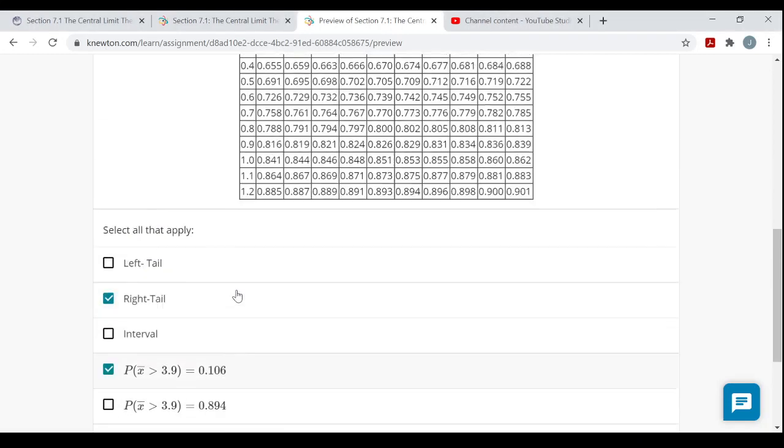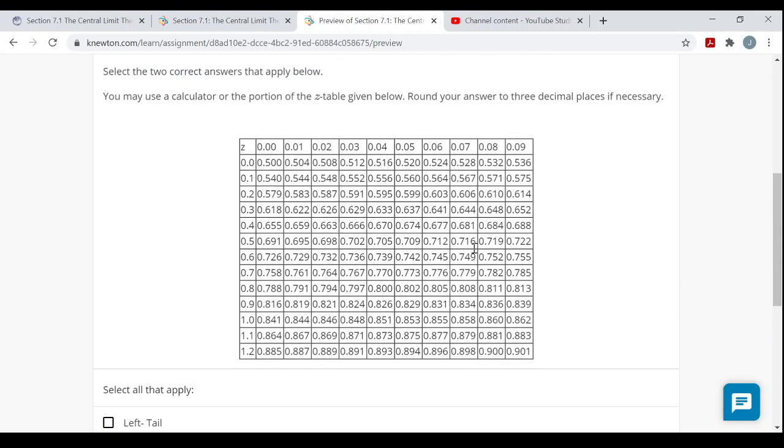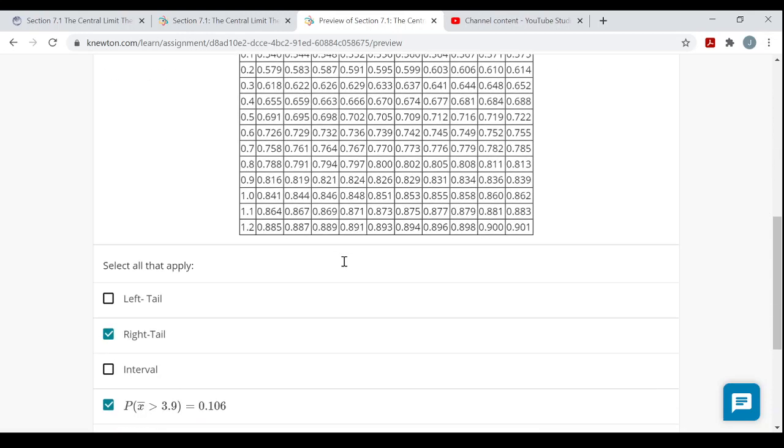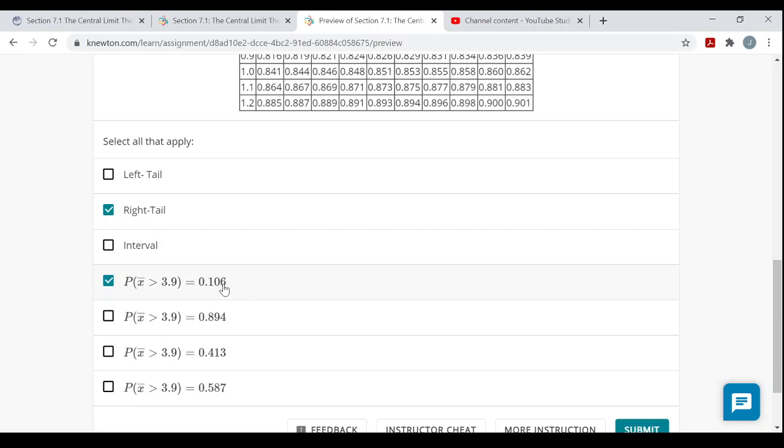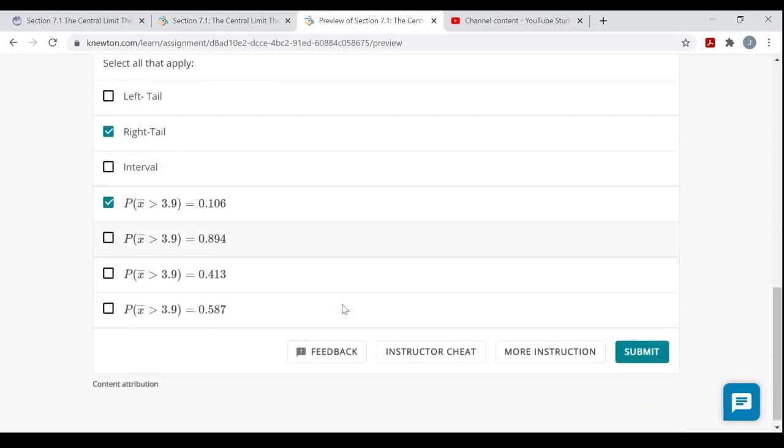Now, the reason this is off is because they're using the table values, right? The table values are all rounded. My value on the calculator is a little more accurate. But of the choices given to me, the closest one is 0.106, definitely a right tail probability.